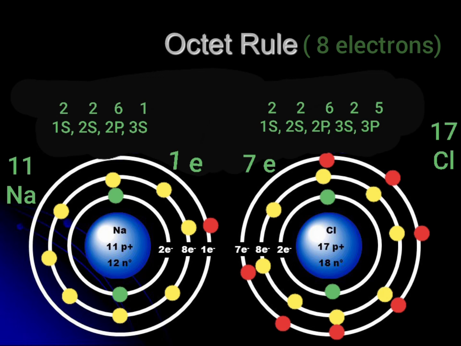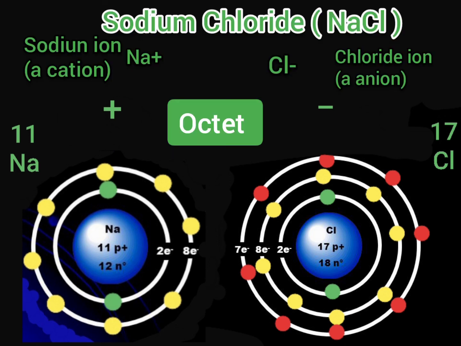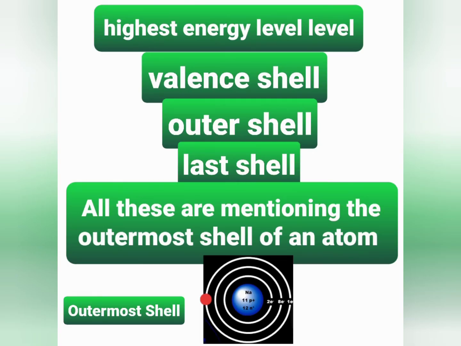Third example, 2 atoms are here. One is sodium 11 and another one is chlorine 17. Sodium has 1 electron in its outer shell and chlorine has 7 electrons in its outer shell or valence shell. If sodium gives its valence electron to chlorine, they both satisfy the octet rule and they become bonded as sodium chloride.